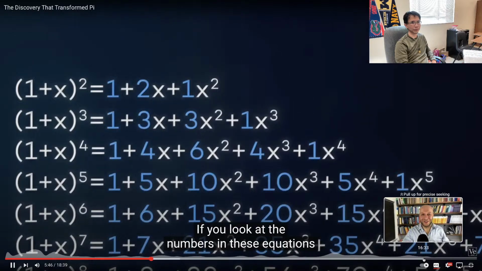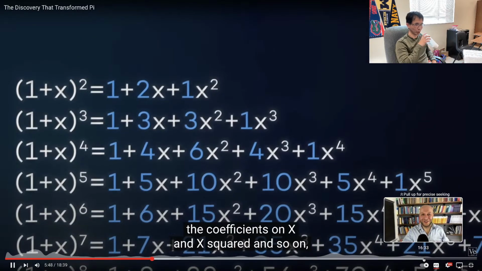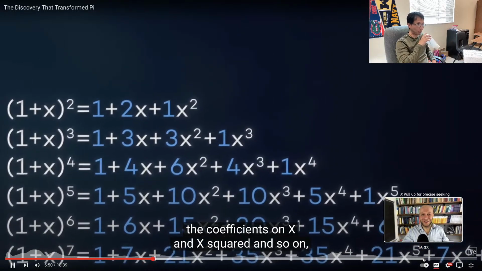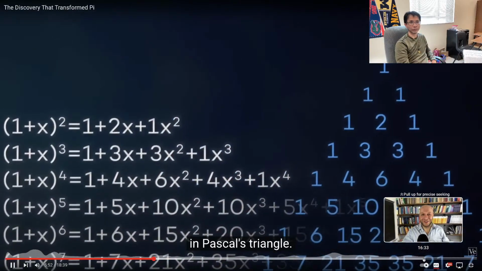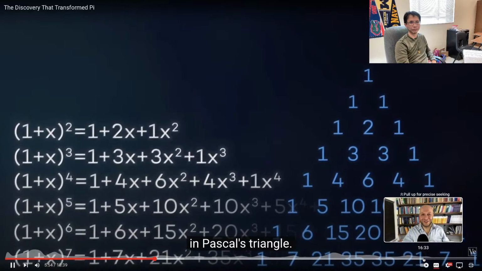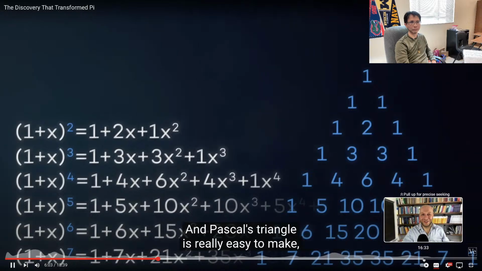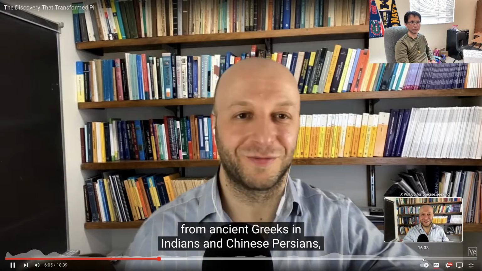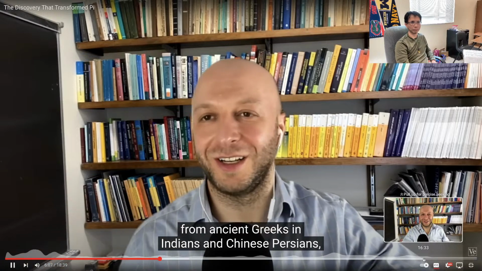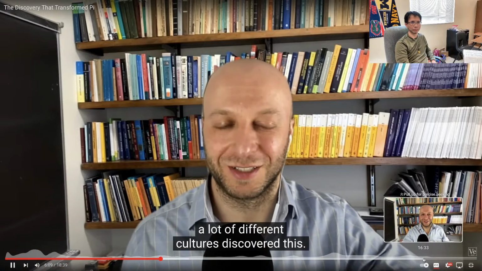If you look at the numbers in these equations, the coefficients on x squared, and so on, well, they're actually just the numbers in Pascal's triangle. The power that 1 plus x was raised to corresponds to the row of the triangle. Right, and Pascal's triangle is really easy to make. It's something that's been known from ancient Greeks and Indians and Chinese, Persians. A lot of different cultures discovered this.